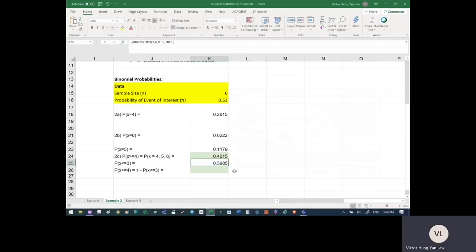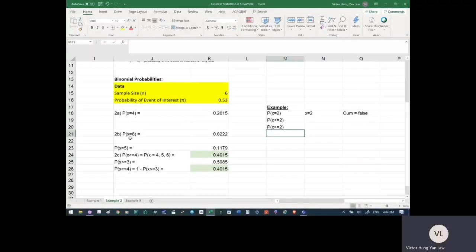And then we press OK, and we're going to get 0.5985. And then we take 100% minus that probability, so we take 1 minus the probability of x is less than or equal to 3, and then we're going to get the same answer that we had earlier, which is 40.15%. And that's part C.